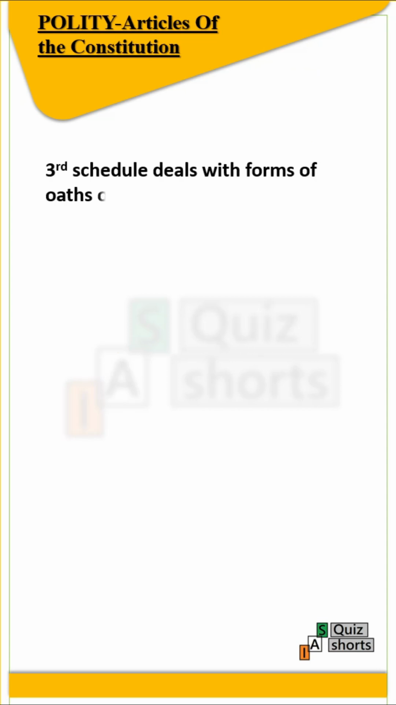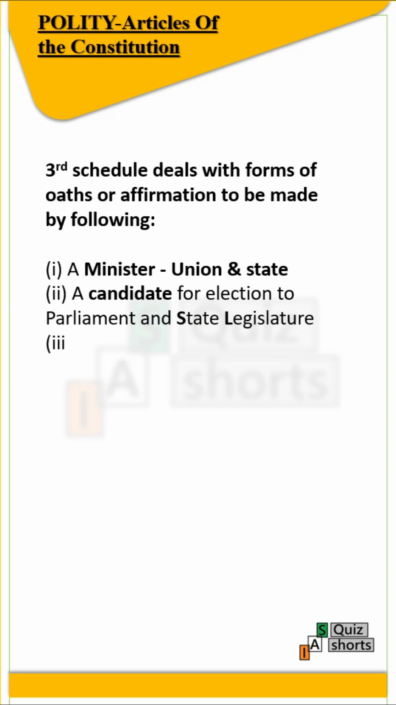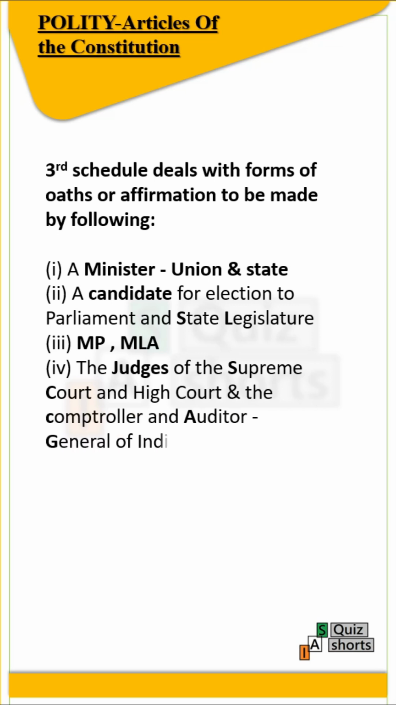Third schedule deals with forms of oaths or affirmation to be made by the following: a minister of union and state, a candidate for election to the parliament and state legislature, MP, MLA, member of parliament, member of legislative assemblies, judges of Supreme Court and High Court, and the Comptroller and Auditor General of India.